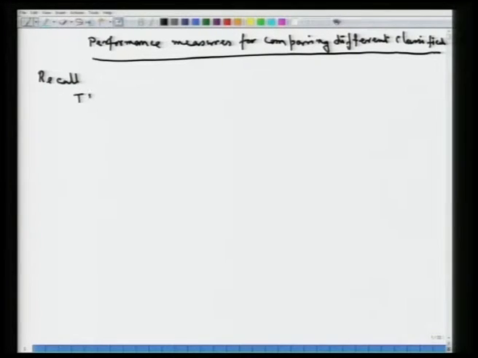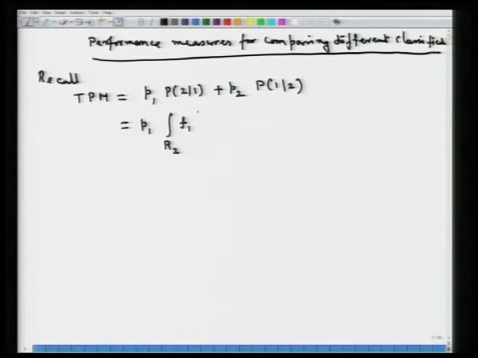We had a total probability of misclassification, where we are still considering the two population problem. That was given by P1 times the probability of an object from the first population getting misclassified into the second population, plus P2 times the probability of classifying into 1 given 2. In terms of the regions we have obtained, this is P1 times the integral over the R2 region, since the object is coming from the first population, so it has density F1, plus P2 times the integral over R1, and since it is coming from the second population, it has density F2.